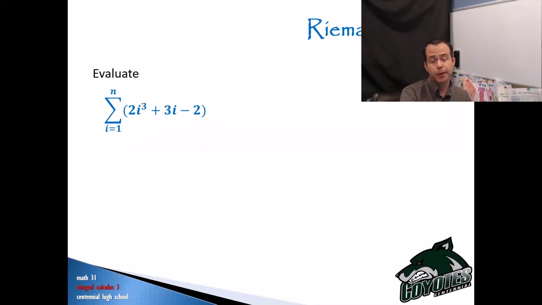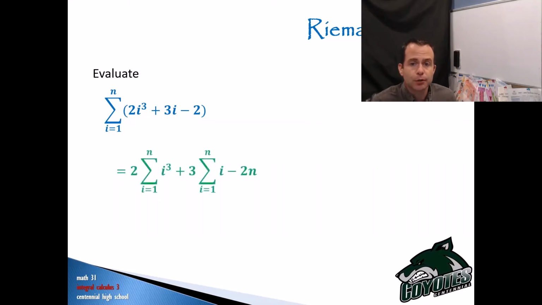For the next one, I'm looking at the summation of i from 1 to n of 2i cubed plus 3i minus 2. Again, I'm going to separate that out first. So that'll be 2 times the summation of i cubed, plus 3 times the summation of i, minus 2n. Now I know that the summation of i cubed equals n squared times n plus 1 squared over 4. I'm just reading that off your sheet at the top. And then the summation of i would be n times n plus 1 over 2.